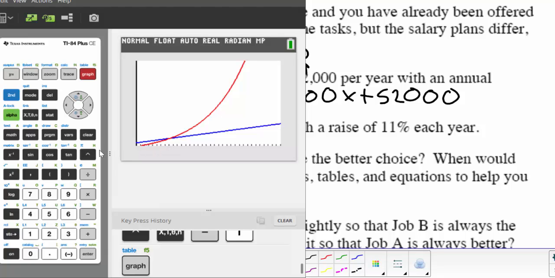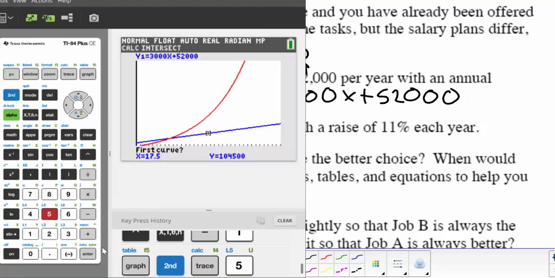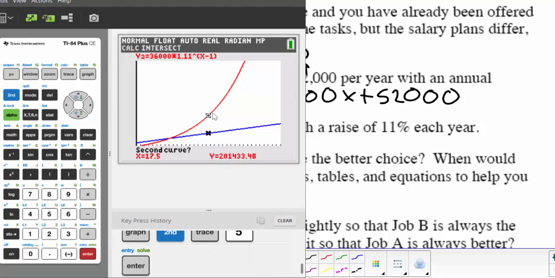We could set these equal to each other and work it out by hand, or we could use our graphing technology. So I'm going to take the calculator out. I'm going to hit second, and then trace. That'll take me to the calc option, and I'm going to find intersect, the fifth option. Notice it says first curve, so I just press enter. Notice it's in blue. It'll jump to red. Now it's on the second curve.